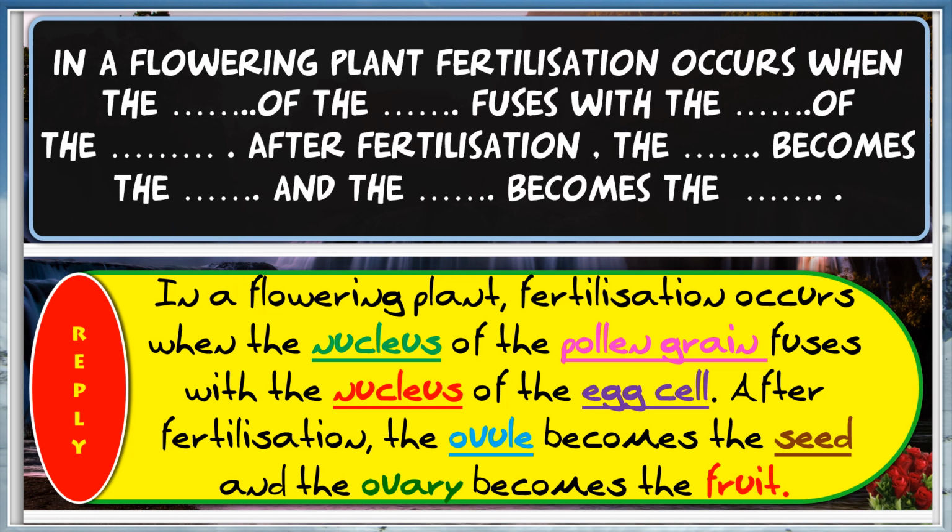In a flowering plant, fertilization occurs when the nucleus of the pollen grain fuses with the nucleus of the egg cell. After fertilization, the ovule becomes the seed and the ovary becomes the fruit.